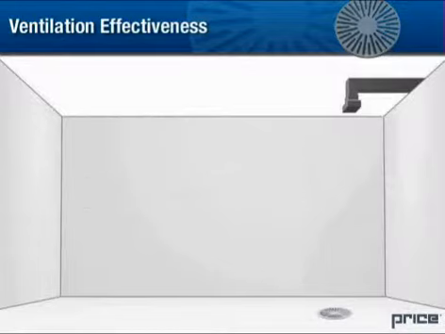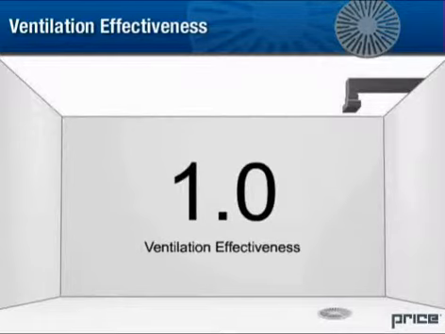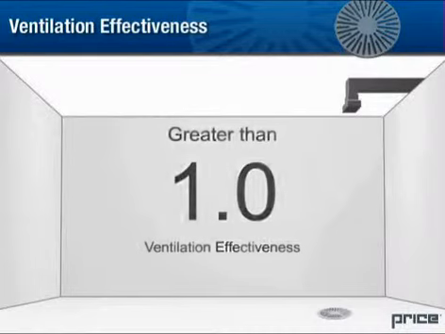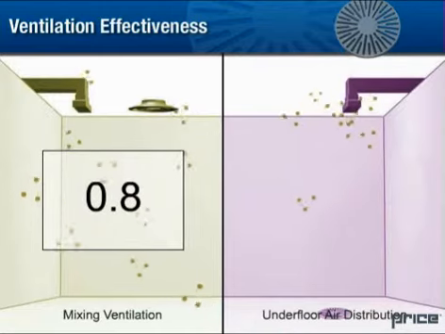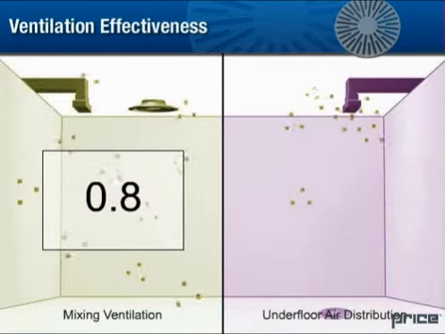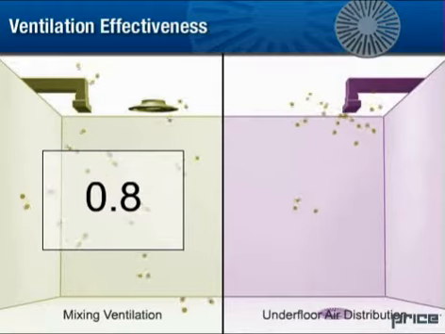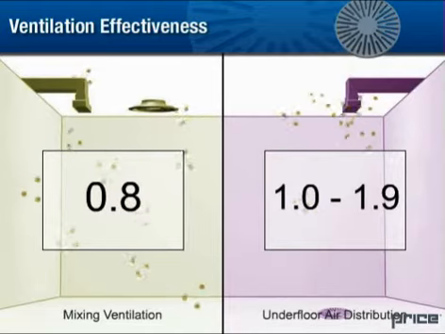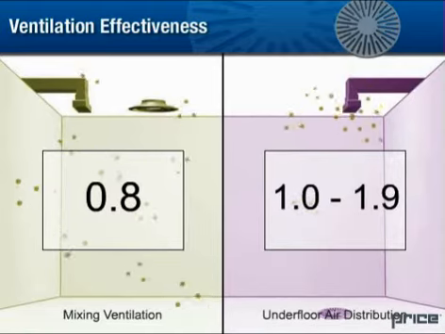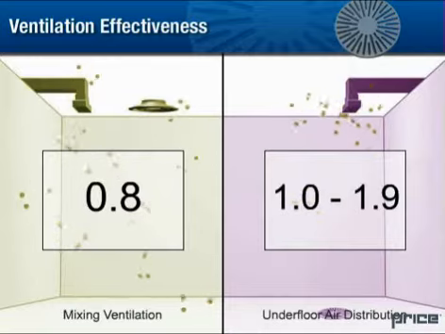If the concentration of contaminants in the return is equal to the concentration of contaminants in the occupied zone, the ventilation effectiveness equals 1. If the concentration of contaminants at the return is greater than the concentration of contaminants in the occupied zone, the ventilation effectiveness is greater than 1. Ventilation effectiveness in a mixing system is typically measured at about 0.8. Underfloor air distribution systems, with their low-level supply and high-level return, will typically have a ventilation effectiveness of 1 to 1.9, providing superior indoor air quality by removing contaminants and supplying clean and conditioned air more effectively.